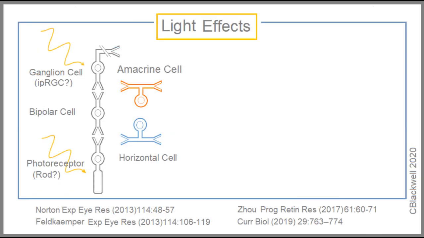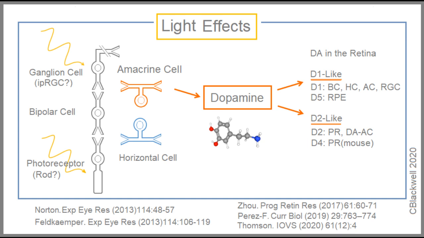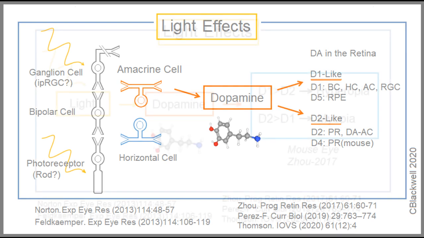Taking one step further into the dopamine realm, production of dopamine is known to increase in the retina with light exposure. It comes from dopaminergic amacrine cells. These are important interconnecting cells within the retina. Dopamine then interacts with multiple retinal cell types via both D1 and D2-like receptors. As such, it is involved in the eye's response to light.